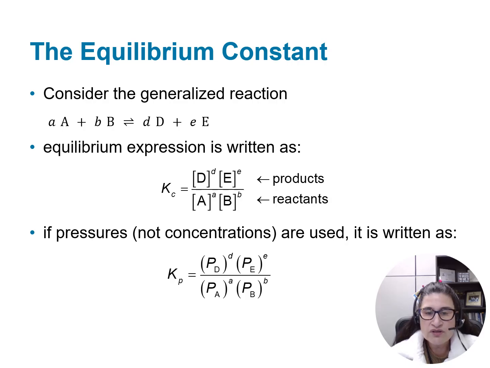And if we're using pressures, it looks very similar. The only difference is instead of Kc, I call it Kp for pressures, and we use rounded parentheses instead of the brackets. The brackets are used for concentrations, molarities, whereas if we have pressures, we use P. So P of whatever D is. They look very similar.